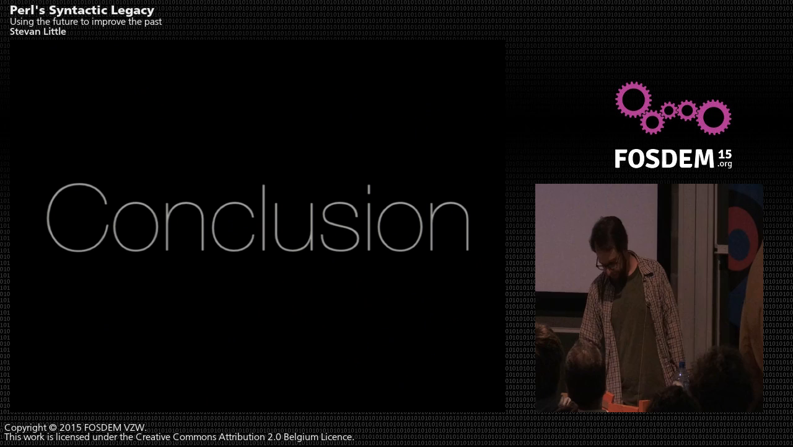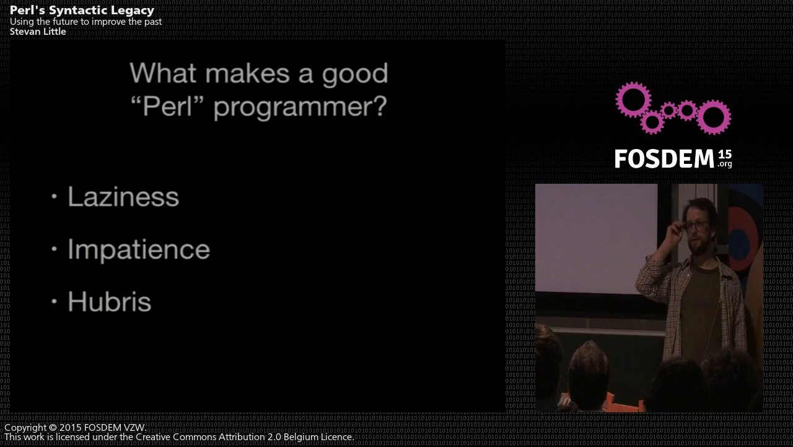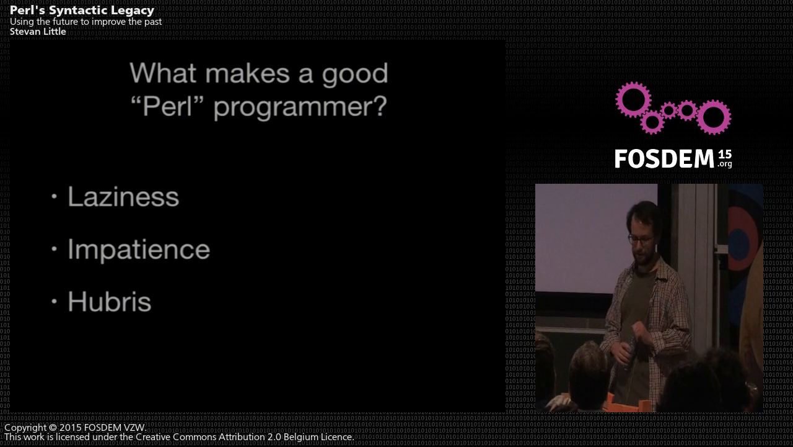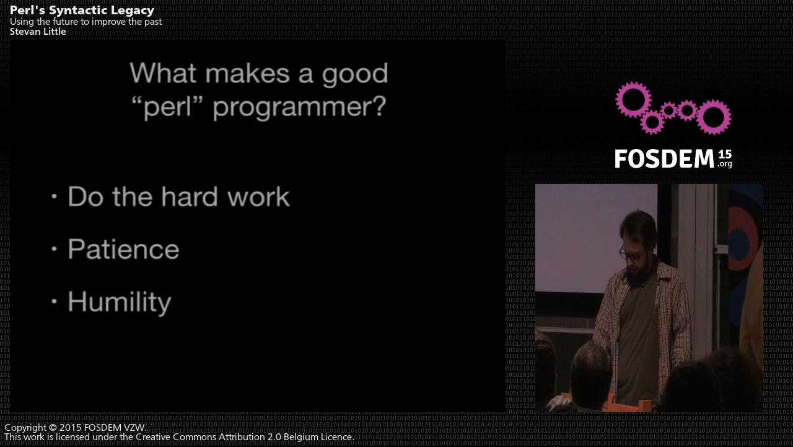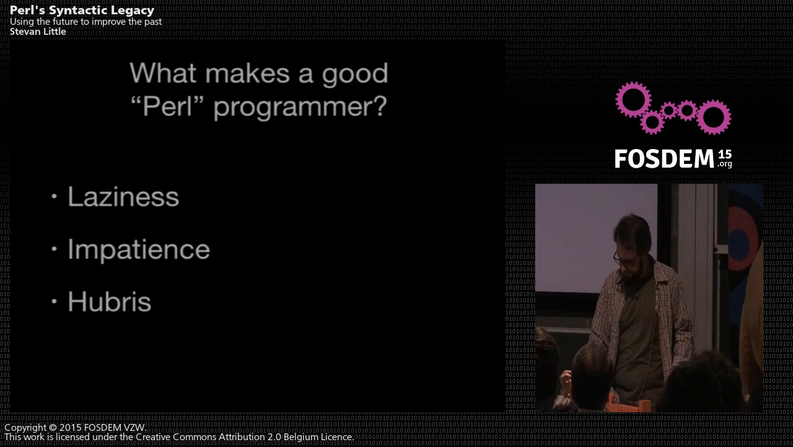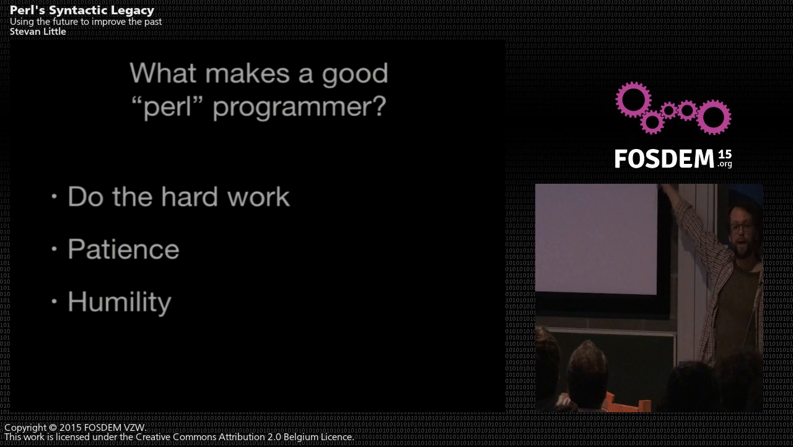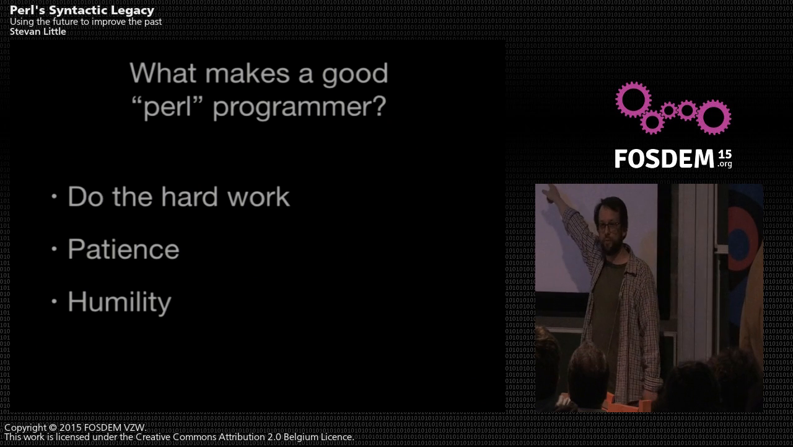So, in conclusion, I wanted to make one point. This was you, Larry, right? You said this: laziness, impatience, and hubris, the three qualities of a good programmer. And uppercase Perl. Three qualities of a good lowercase perl programmer, meaning the compiler, meaning a core hacker, is do the hard work.